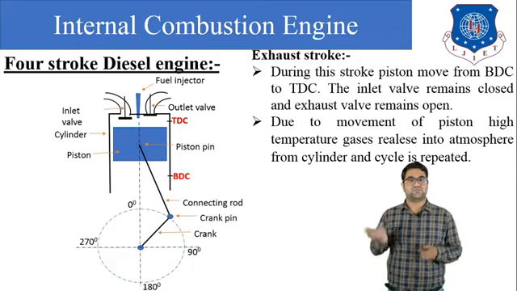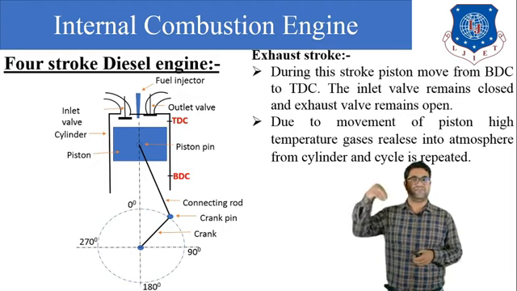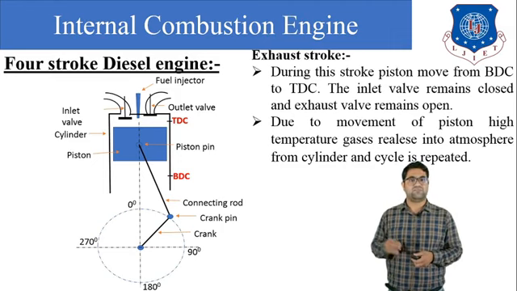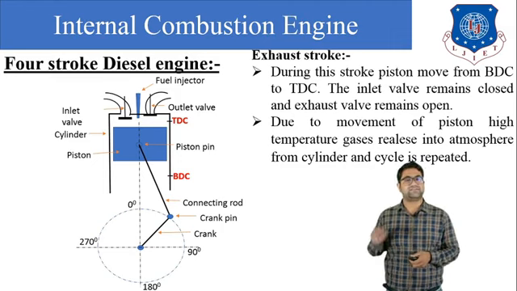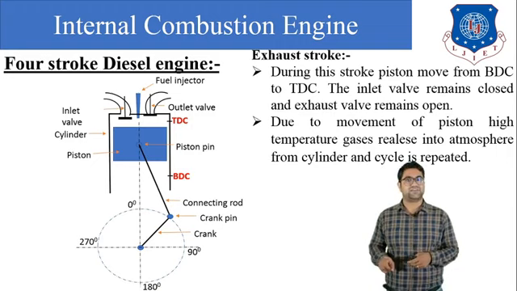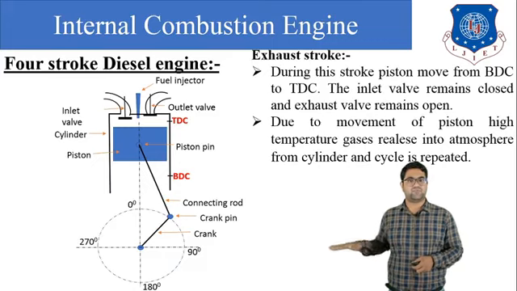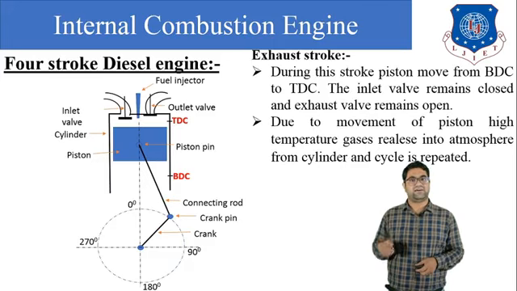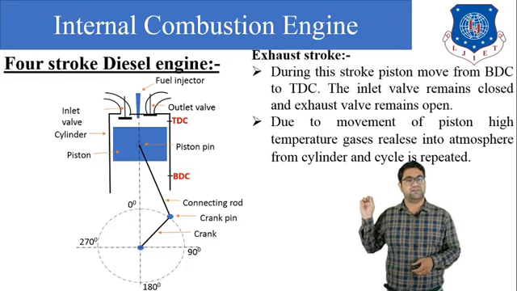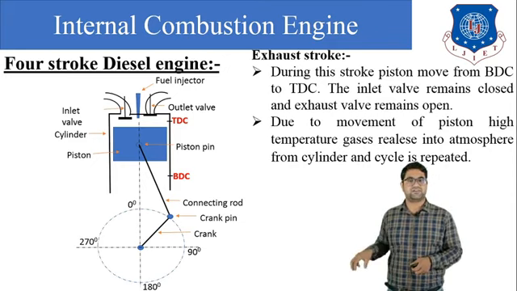During the third stroke, due to this combustion, high energy is generated, and that creates force on the piston. So the piston moves from top dead center to bottom dead center. Simultaneously, the crank rotates from 0 to 180. During this process, both valves are closed. Now, in the fourth stroke, that is the exhaust stroke, the piston moves from bottom dead center to top dead center, and the outlet valve is open and the inlet valve is closed, so that the burnt gases or the smoke generated after combustion can escape from the cylinder to the atmosphere.